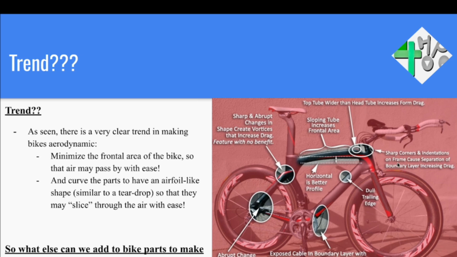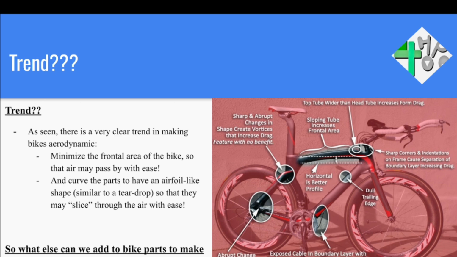So what I'm essentially doing here is reading the diagram as we're going along, but I'm also incorporating these 2 bullet points. The main 2 things that we're seeing here, just keep in mind, the reason why we're seeing these changes in the drag and the vortices, etc., is that for the air to pass by with ease, the frontal area of the bike has to be minimized, and in order for the airfoil-like shape to slice through the air, we want curvier parts. That's essentially the main idea and the gist when we're talking about this common trend that we're seeing in bike aerodynamics.